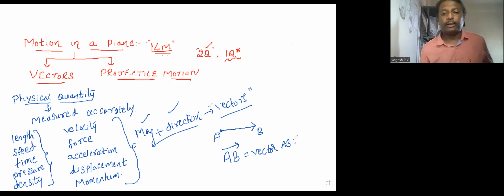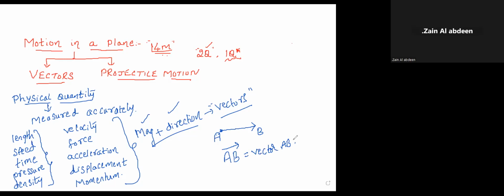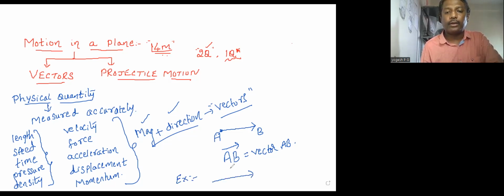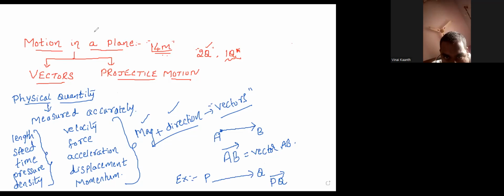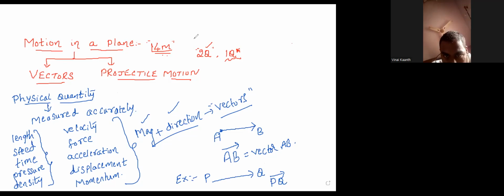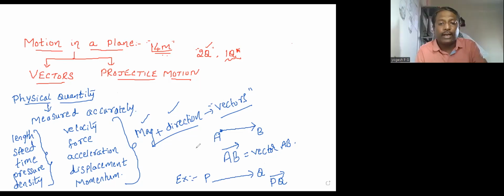In the vector AB, can you tell me which is the initial point? A, sir. A. Which is the final point? B. B is the final point. Suppose I consider a vector PQ. In this vector PQ, which is the initial point? P, sir. P. Good. What about Q? Final point.